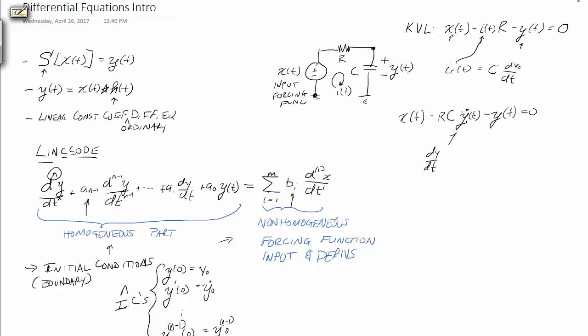Okay, so to rearrange this to make it look like our classic general linear constant coefficient equation, I'm just going to divide everything by RC and move the y's to the other side from the x. So I get y dot plus 1 over RC y of t equals 1 over RC x of t. Okay, so in this case, A1 would be 1, A0 would be 1 over RC, and here we have B0 is also 1 over RC.